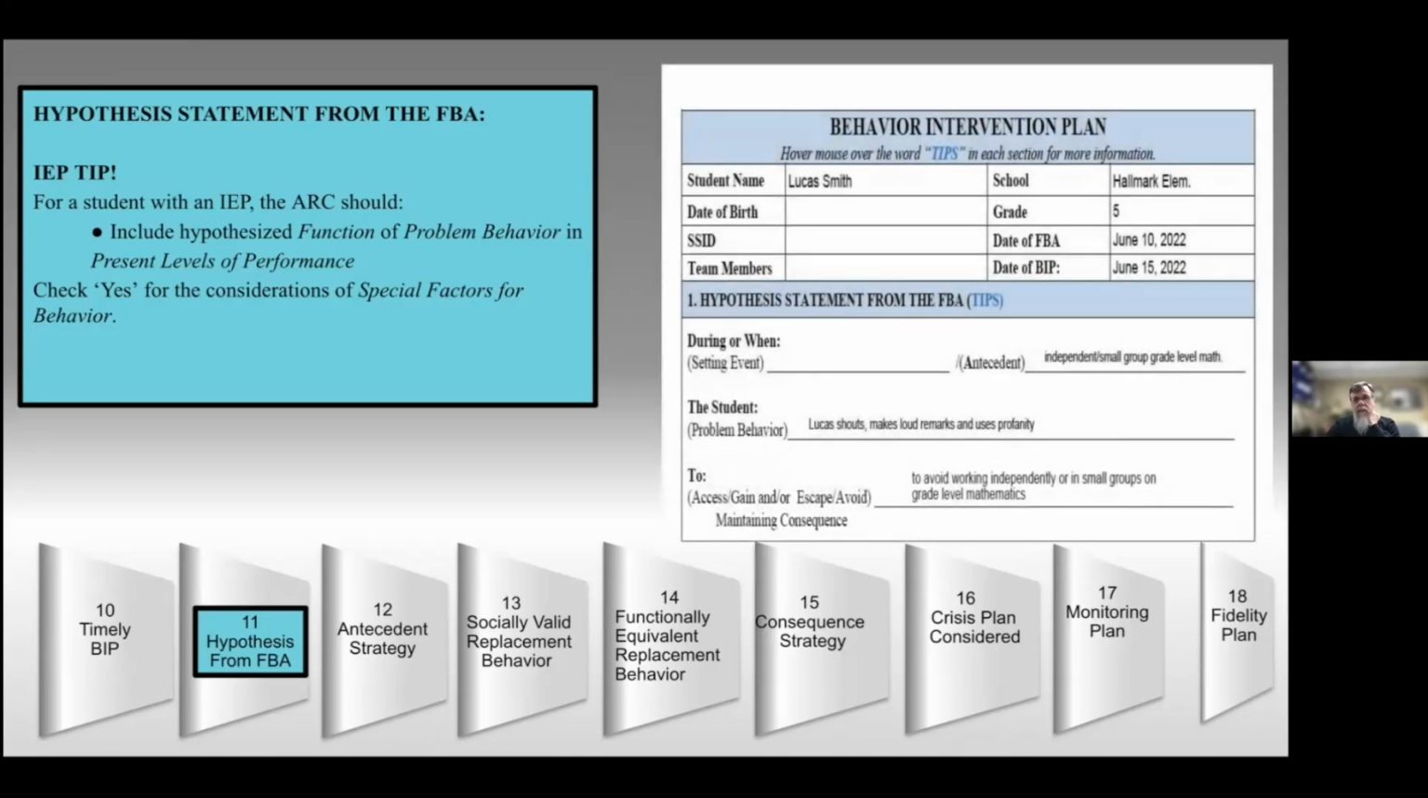So this is again brought straight over from the FBA, box 8 on the FBA. It goes during or when, what was the setting event, what was the antecedent, what did the student do, what was the problem behavior or the interfering behavior that we saw, and what did the student either get or avoid by using that behavior that maintained their use of that behavior.